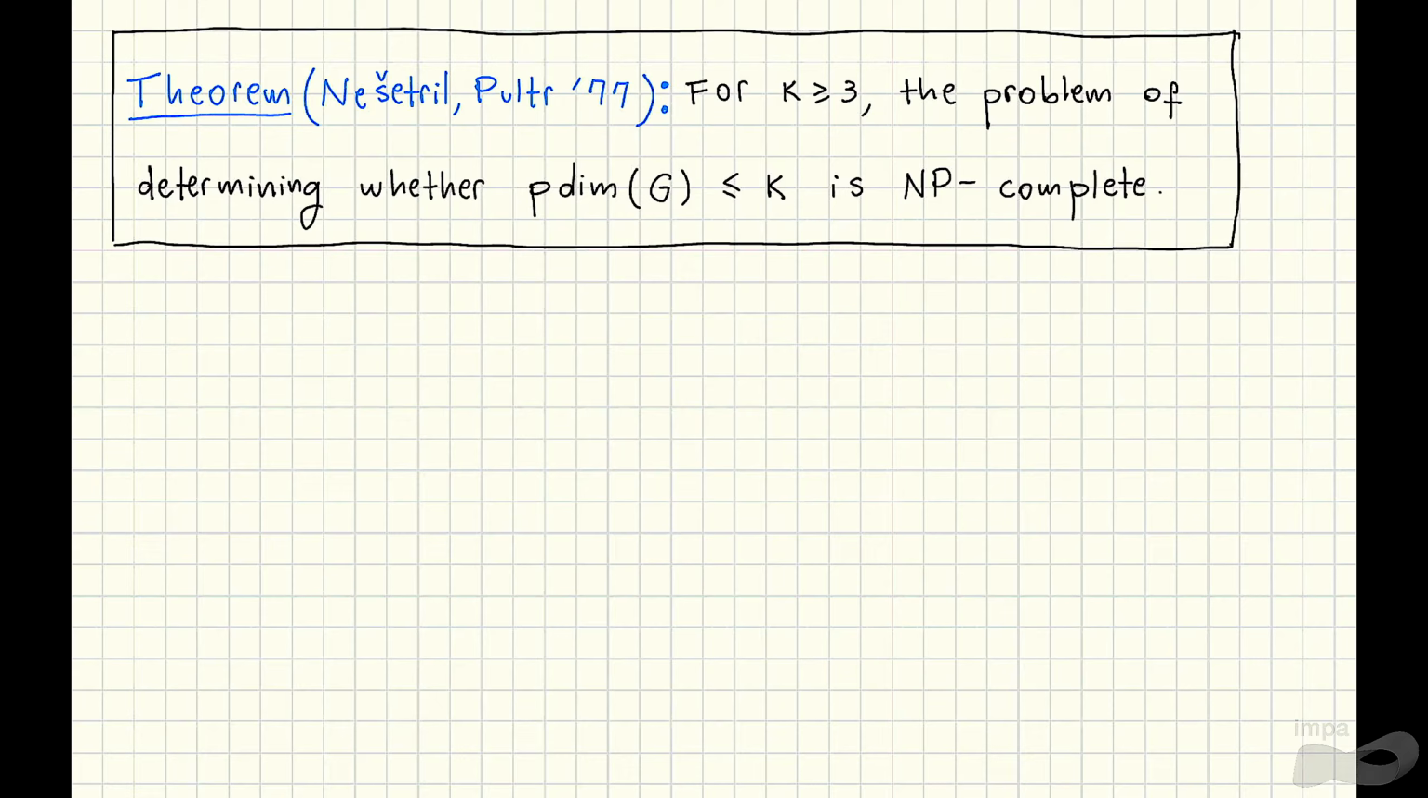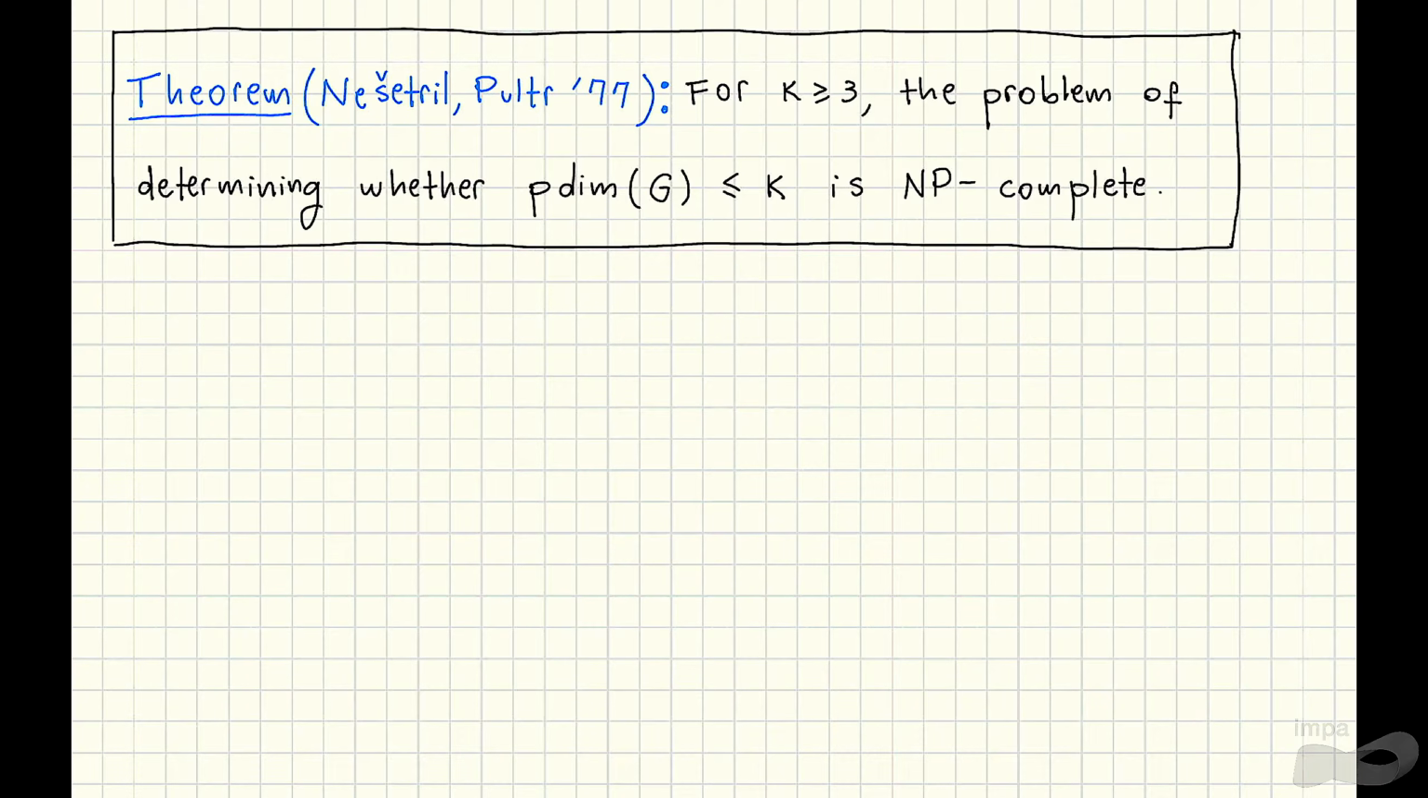Right. So unfortunately, understanding this for every single graph is pretty hard. Nešetřil and Pultr showed in the 70s that the problem of determining whether the Prague dimension is at most k is an NP-complete problem. So it is essentially hopeless to solve this for every graph. And because of this, it's natural to come up with some questions that we have some hope of answering, right?